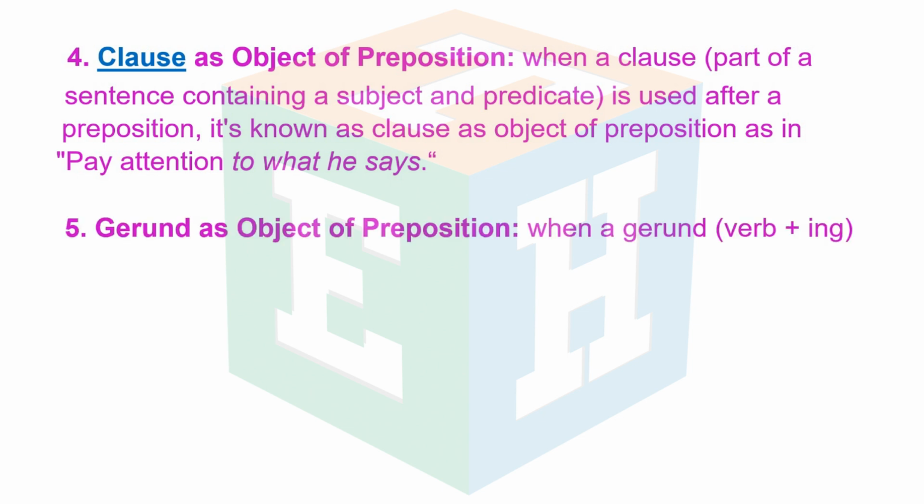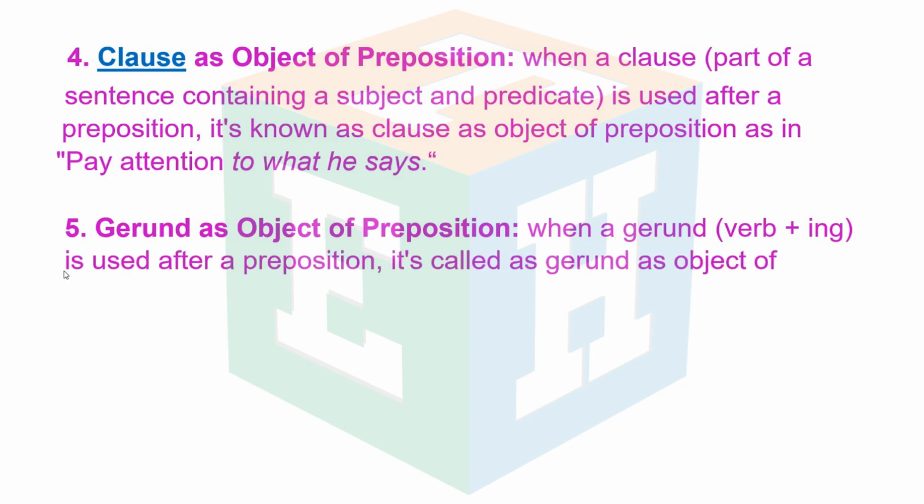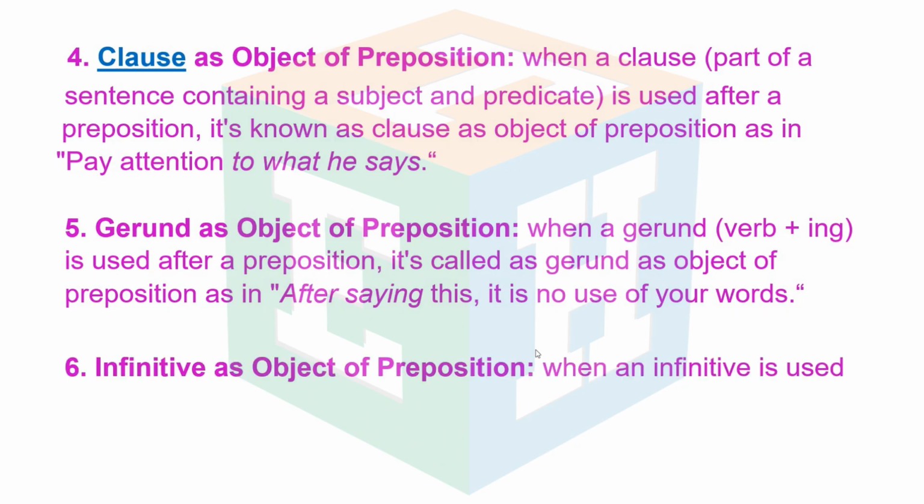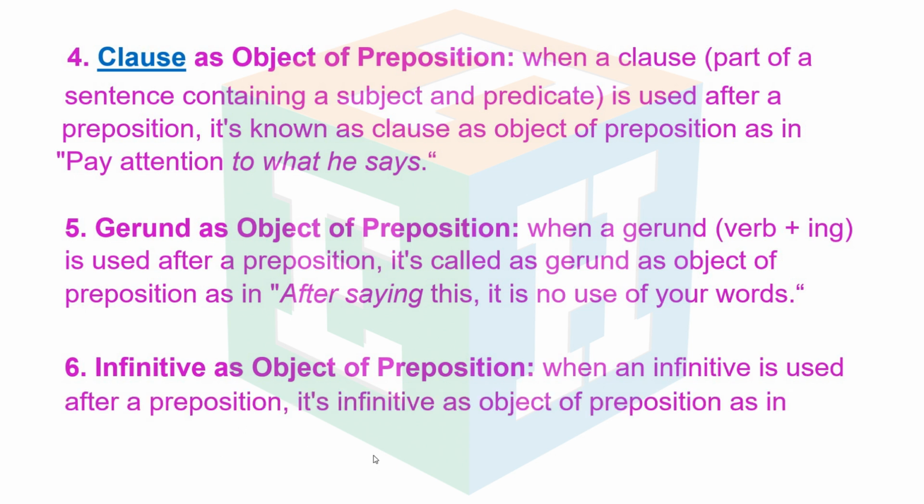5. Gerund as object of preposition. When a gerund, verb plus ing, is used after a preposition, it's called gerund as object of preposition, as in, after saying this, it is no use of your words. 6. Infinitive as object of preposition. When an infinitive is used after a preposition, it's infinitive as object of preposition, as in, I was about to tell you the truth.